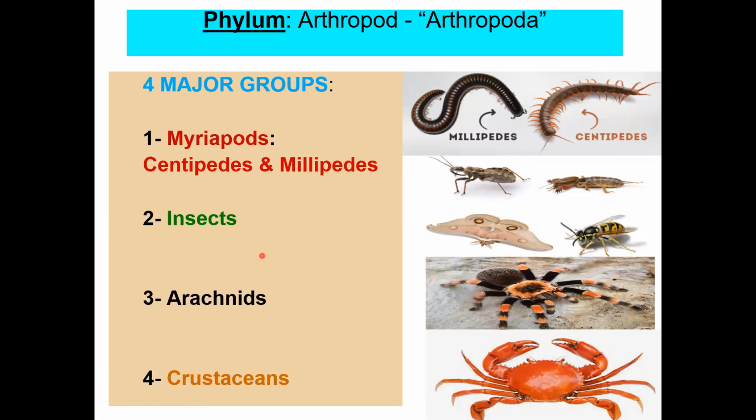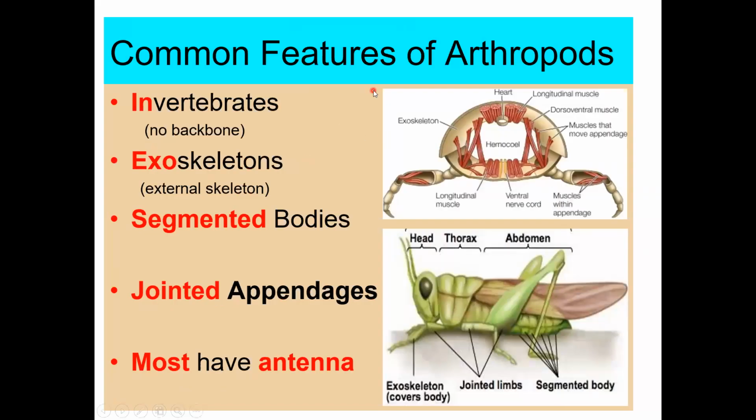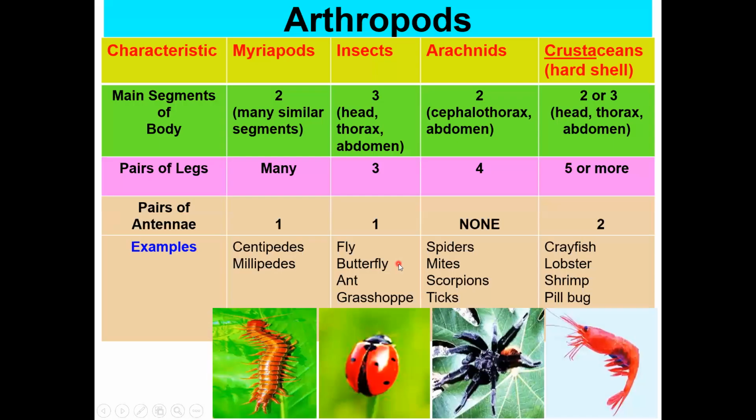I will be giving you some identification hints in the form of a table, which you will have to memorize. Okay, these arthropods are invertebrates, they do not have a backbone inside. They are supported by their exoskeleton, the skeleton is outside, so there is no need for bones inside, because protection is provided by the exoskeleton. Their body is segmented, they have jointed appendages or legs, forelimbs and hind limbs, and most of them have antennas. So that is a very good comprehensive slide. You can have a screenshot of it.